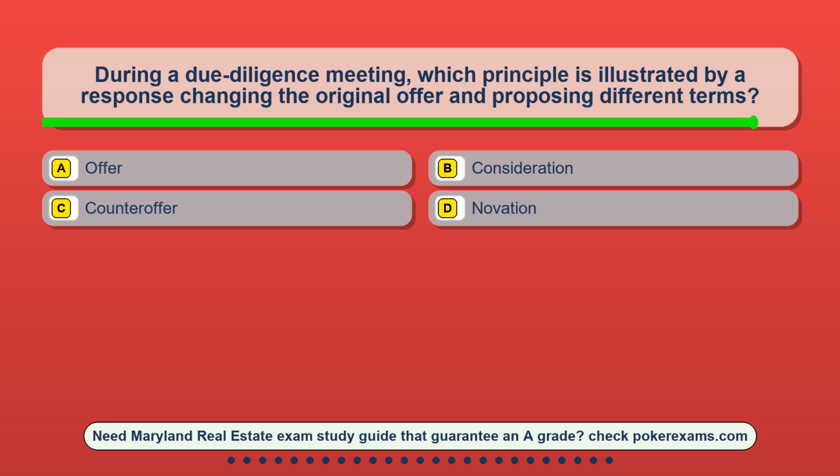Question 1. During a due diligence meeting, which principle is illustrated by a response changing the original offer and proposing different terms? Option A, offer. Option B, consideration. Option C, counteroffer. Option D, novation.